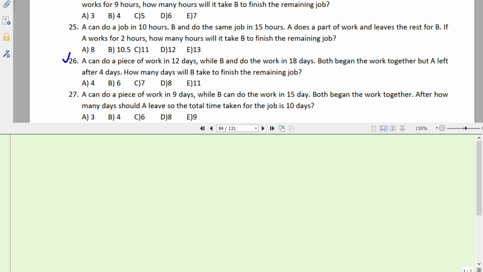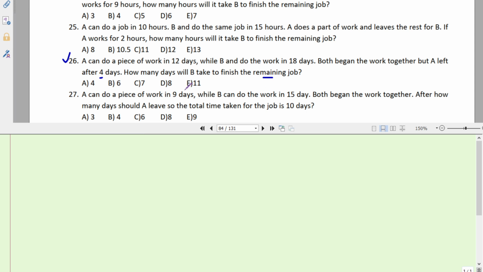Okay, question number 26. A can do a piece of work in 12 days, while B can do the work in 18 days. Both began the work together, but A left after 4 days. It means A did the job for 4 days. How many days will B take to finish the remaining job?